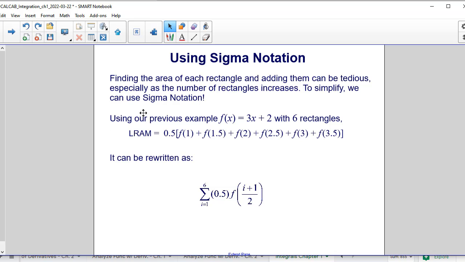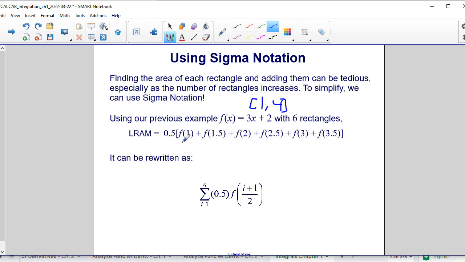Earlier, we had an example where f of x was equal to 3x plus 2, and there were 6 rectangles under the curve, and we wanted to approximate the area by using the LRAM. And we found out that the summation would be the width of the interval was 0.5, and I should note that in that example, we were on the closed interval 1 to 4. That helps us find our delta x. You can recall delta x was 4 minus 1, which is 3. 3 divided by 6 is 1/2. So we got the interval width.